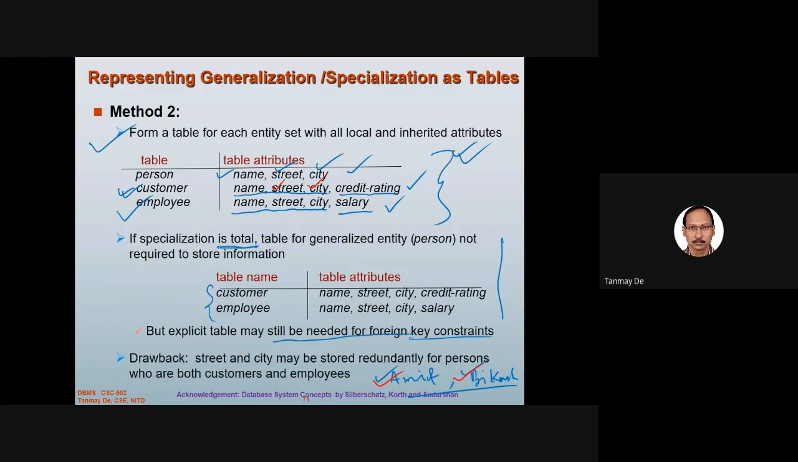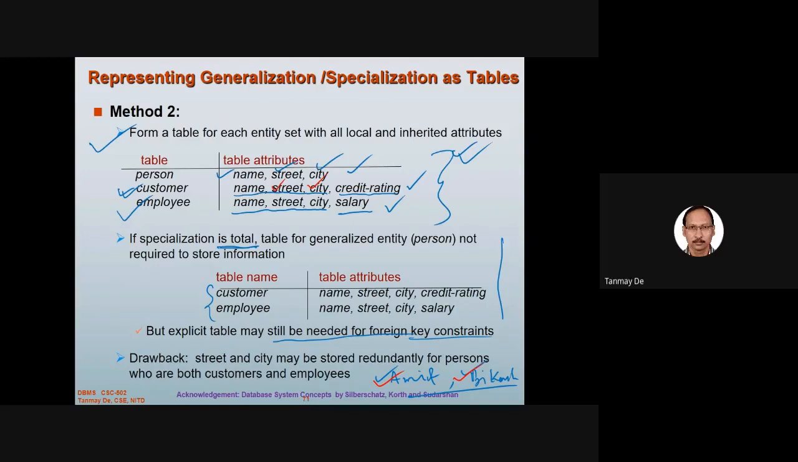that is, the city is changed from Durgapur to Asansol in the employee table, but it is not reflected in the customer table, then it is an anomaly problem. That can lead the database to an inconsistent state, because for the customer, the city is either Durgapur or Asansol. So there is a redundancy. This is the problem. This is the case of generalization and specialization.